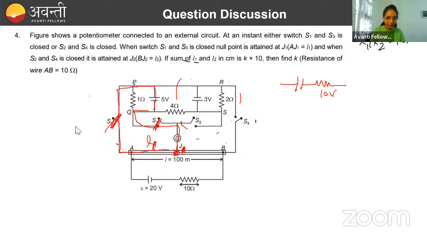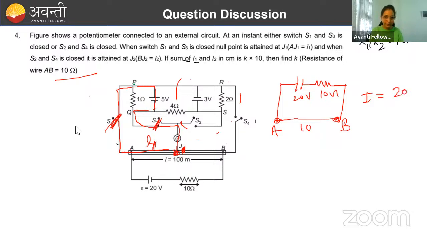ठीक है? So this is your 10 ohm, this is your 20 volt, and then this is your wire AB, and AB ka resistance kitna given hai, that is 10 ohm again. So this is my potentiometer circuit. What will be the current in the potentiometer circuit? The two 10 ohm resistances are in series. So the current is 20 by 20, that is 1 ampere. So 1 ampere current is flowing. It means 10 volt is dropping across the 10 ohm, and 10 volt will drop across the whole length of AB. Done. So the potentiometer circuit is solved now.